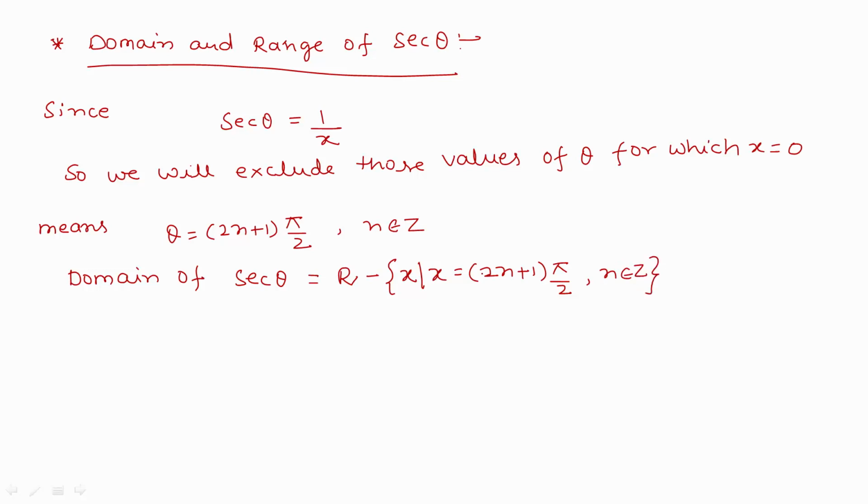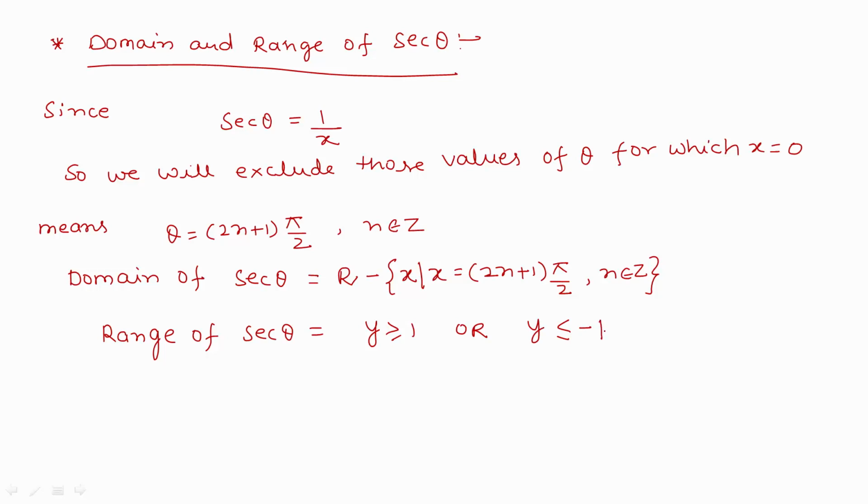Similarly, if we want to find the range of sec theta, then taking a look at the definition of sec theta, the values of x are always within -1 to +1. It means the range of sec theta is y greater than or equal to 1, or y less than or equal to -1.